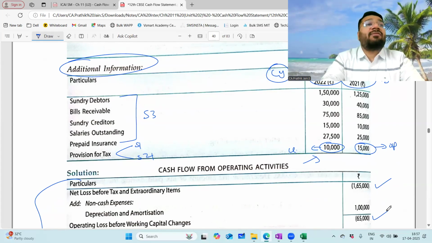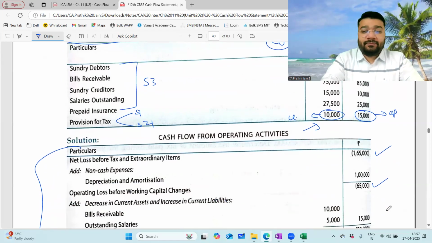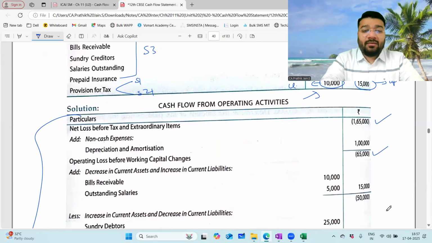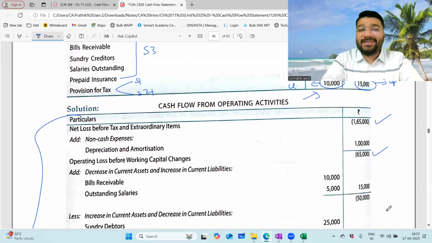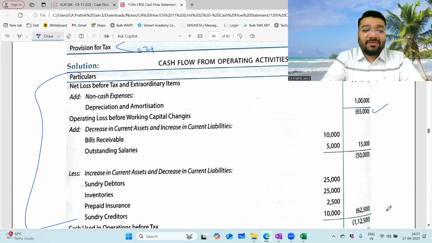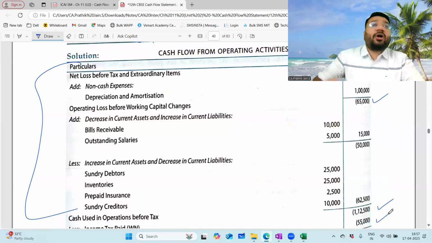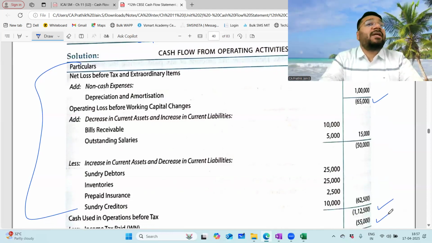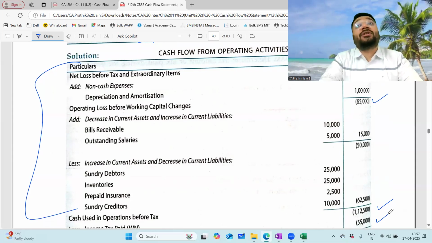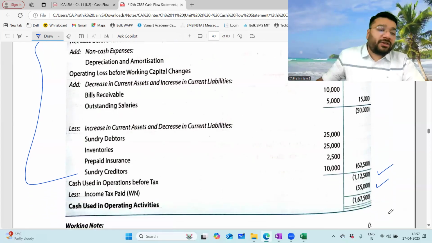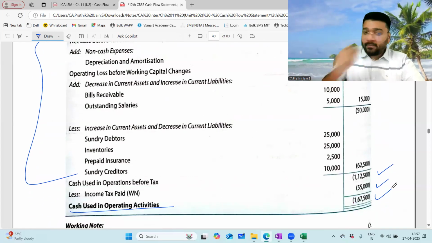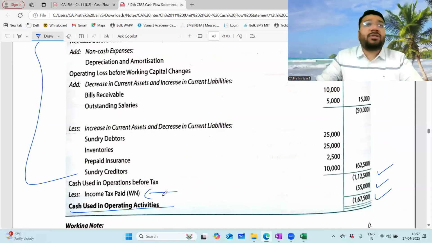What is cash generated from operation? Negative 1,12,500 difference. Negative how much? 1,12,500. How much is tax paid? Any extraordinary item? No. So what is cash generated from operation or cash used in the operation? Positive, negative? Negative. Cash used in the operation. This does not make sense, but we have no other choice.